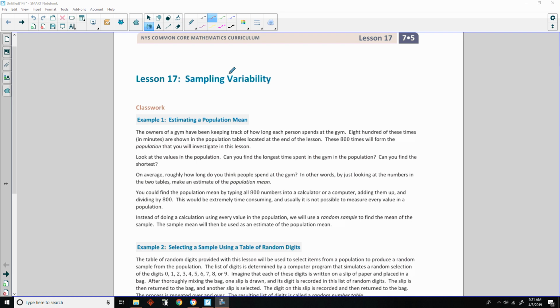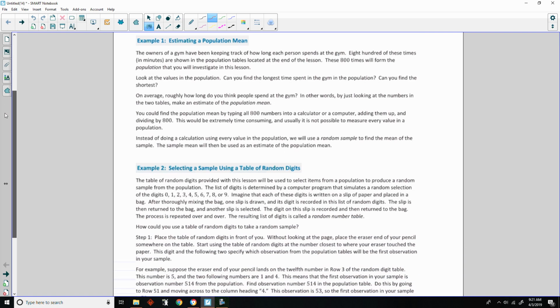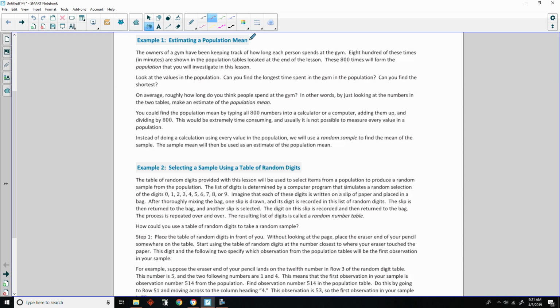This is lesson 17, Sampling Variability. Classwork. Example 1, Estimating a Population Mean. The owners of a gym have been keeping track of how long each person spends at the gym. 800 of these times in minutes are shown in the population tables located at the end of the lesson. These 800 times will form the population that you'll investigate in this lesson. So remember, a population is all the data.